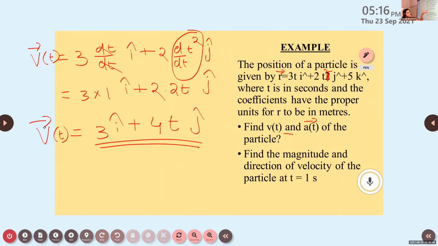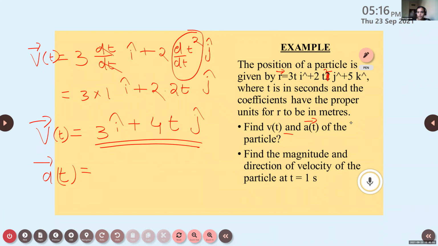So here we want to find out the velocity and also the acceleration, a of t. If you get the velocity vector, then it is very easy to calculate the acceleration. What is the equation for calculating the acceleration vector? Here the velocity vector is given, then how can we calculate the acceleration? What do you mean by acceleration?